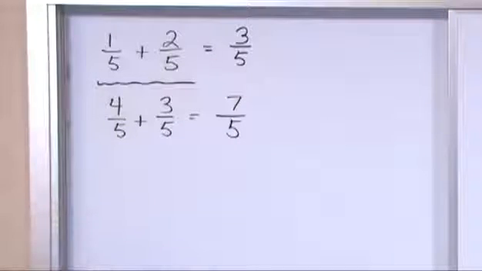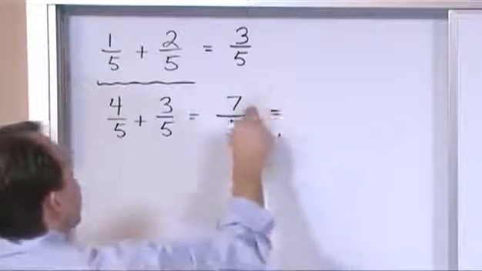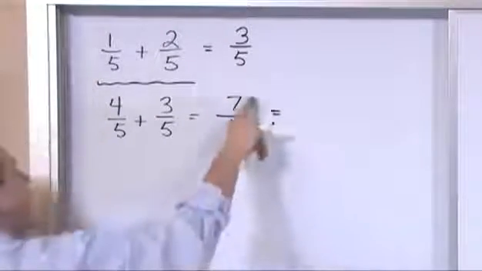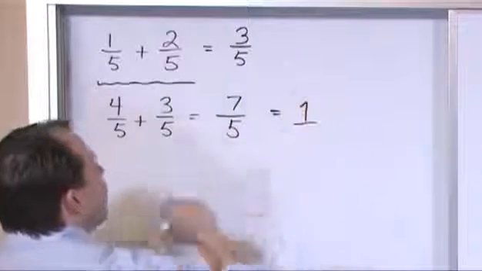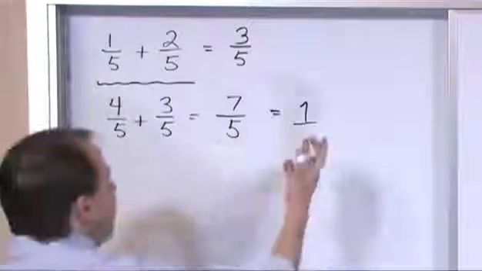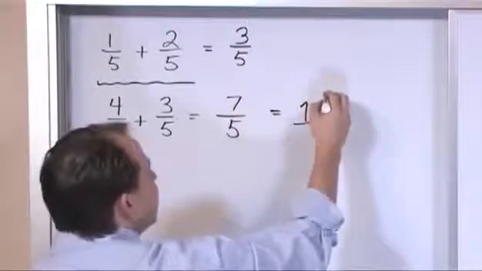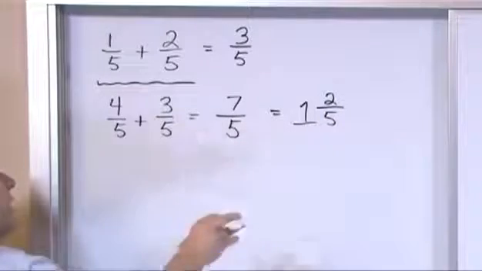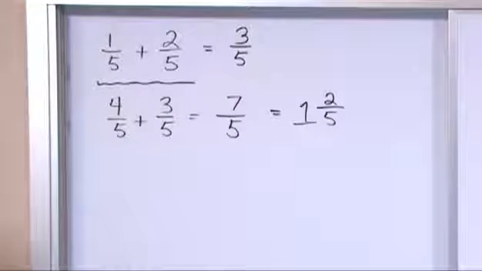So the answer is 7/5. And you can leave it like that, but you realize this is an improper fraction, so you should try to change it to a mixed fraction. How many times will 5 go into 7? We'll go 1 time, and so 1 times 5 is 5. The difference between 7 and 5 is 2, so your remainder is 2, and you always write it out of 5. We've done that before in previous sections, so 1 2/5.